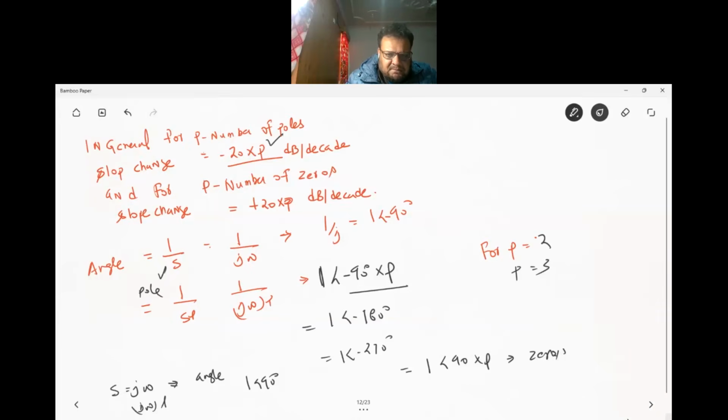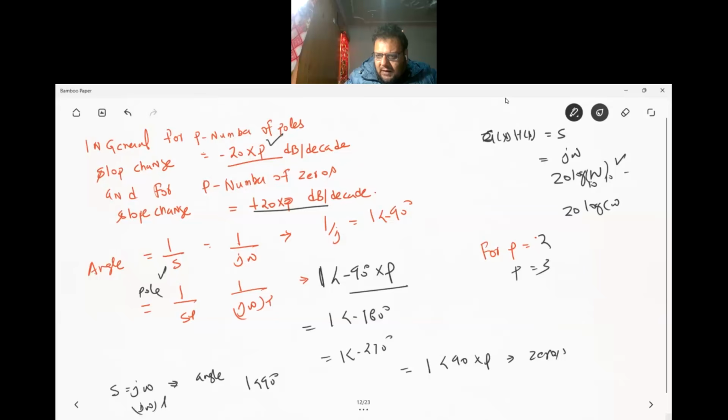Similarly, for the zeros, the contribution would be plus 20 dB, because a zero is the opposite. A zero would be like this: G of s H of s equals s only. You just put in j omega, and the magnitude of it is omega only, so you just have 20 log omega, which, with base 10, gives 20 dB.